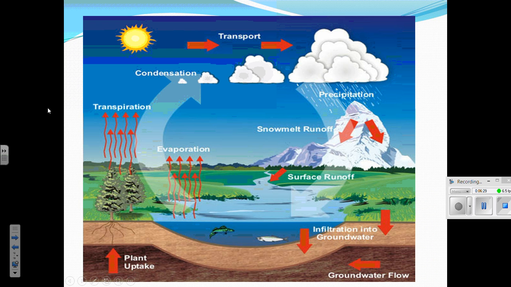So here you can see a water molecule condensing, precipitating, running off into the lake. It's seeping down into the ground. Plants are going to take that up and transpire it out, or it's going to just evaporate right out of the lake.